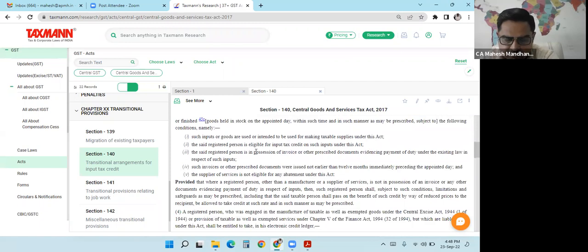Again, the same conditions: the credit was available under the existing law on those inputs or capital goods, the credit is available under the GST Act, and such inputs or goods, the most important condition, are intended to be used for making taxable supplies under this Act. This is the most important condition. Very simple provision: if you are making a taxable supply, then only you can avail the input tax credit. If you are making exempted supply exclusively, then no input tax credit. If it is partly exempt, partly taxable, then proportionate input tax credit is available.